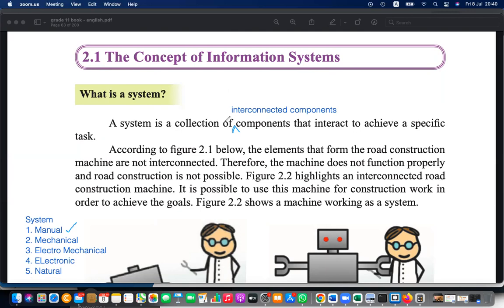And maybe the systems used by the Grama Niladhari, Grama Seva, that is also a natural system.